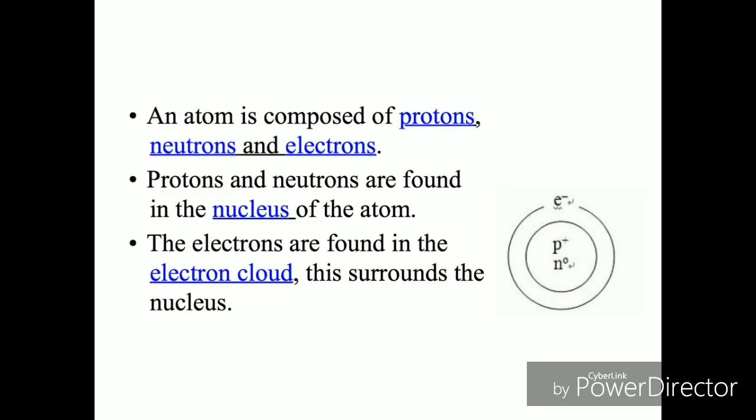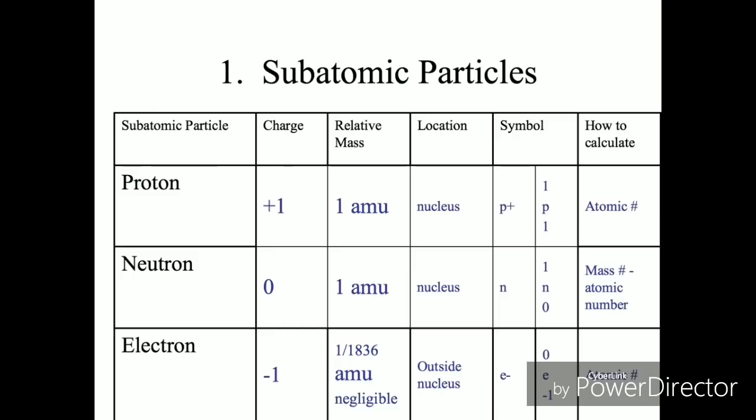Hopefully you recall that atoms have 3 subatomic particles. They are made up of protons and neutrons found in their nucleus and electrons that are found in an electron cloud that surrounds the nucleus. Take a minute to pause the video so you can complete this chart about the 3 major subatomic particles. It is important that you take note of the charge, mass, and location of each of these particles.